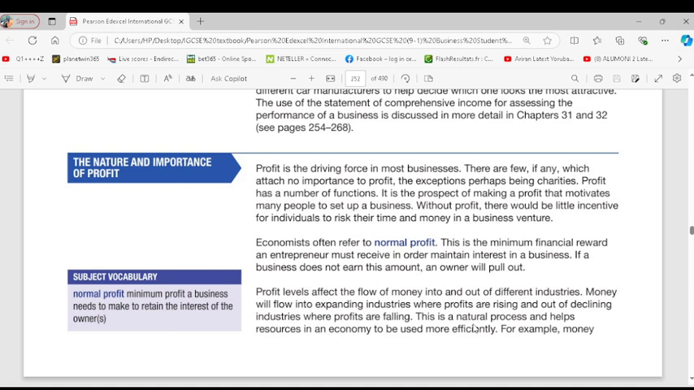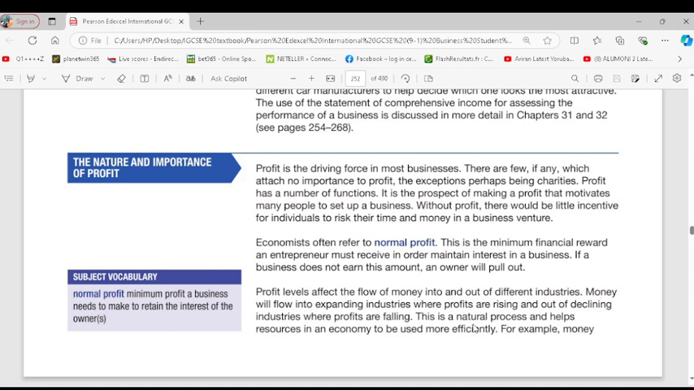Profit is a driving force in most businesses. There are few, if any, which attach no importance to profit, the exceptions perhaps being charities. Profit has a number of functions. It is the prospect of making a profit that motivates many people to set up a business. Without profit, there will be little incentive for individuals to risk their time and money in a business venture. Profit is always most people's motive to set up a business.